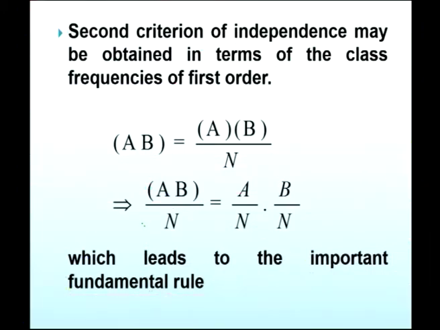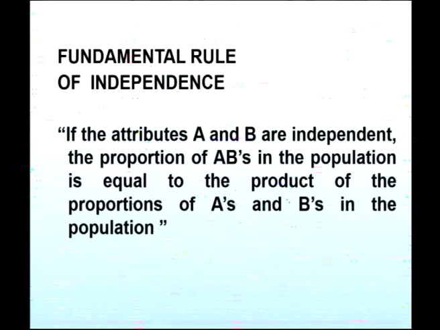Second criterion of independence may be obtained in terms of the class frequencies of first order, that is AB is equal to A into B divided by N, or you can write AB by N is equal to A by N into class frequency B by N, which leads to the important fundamental rule. Now, the fundamental rule of independence says, if the attributes A and B are independent, the proportion of ABs in the population is equal to the product of the proportions of A's and B's in the population.